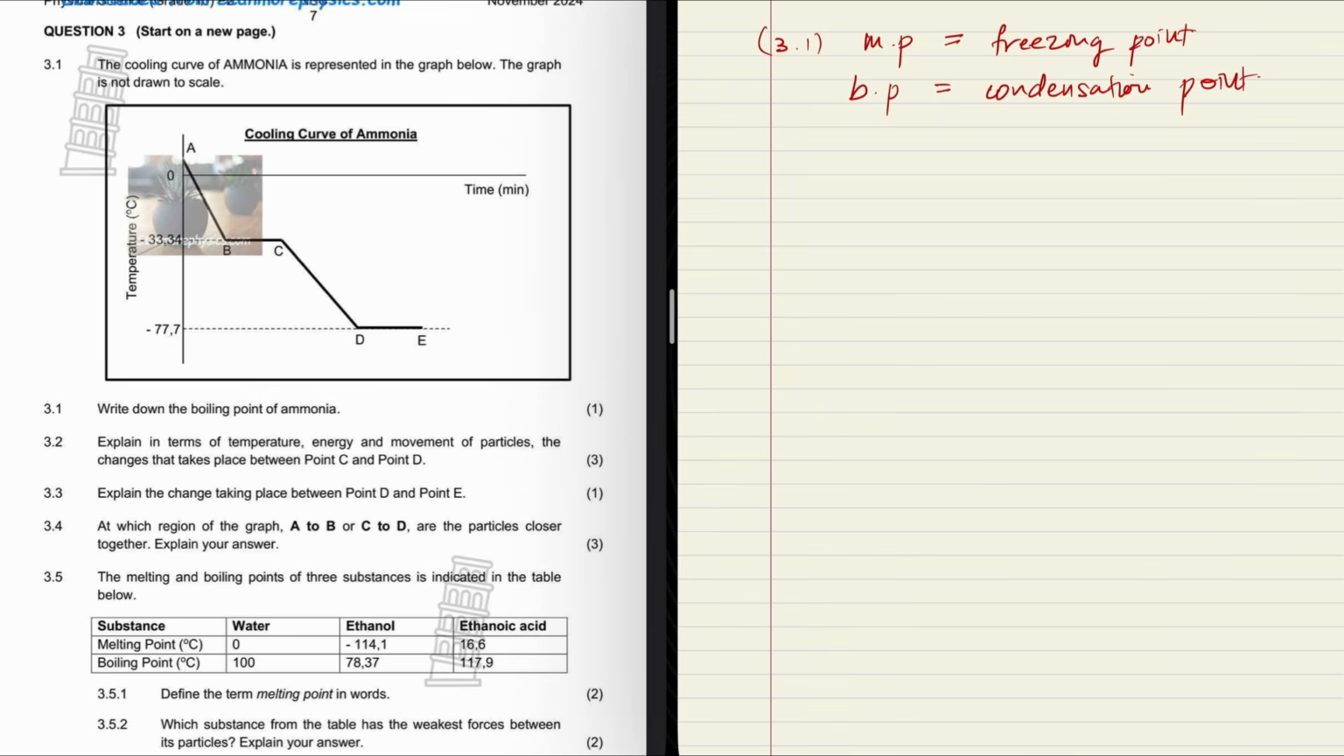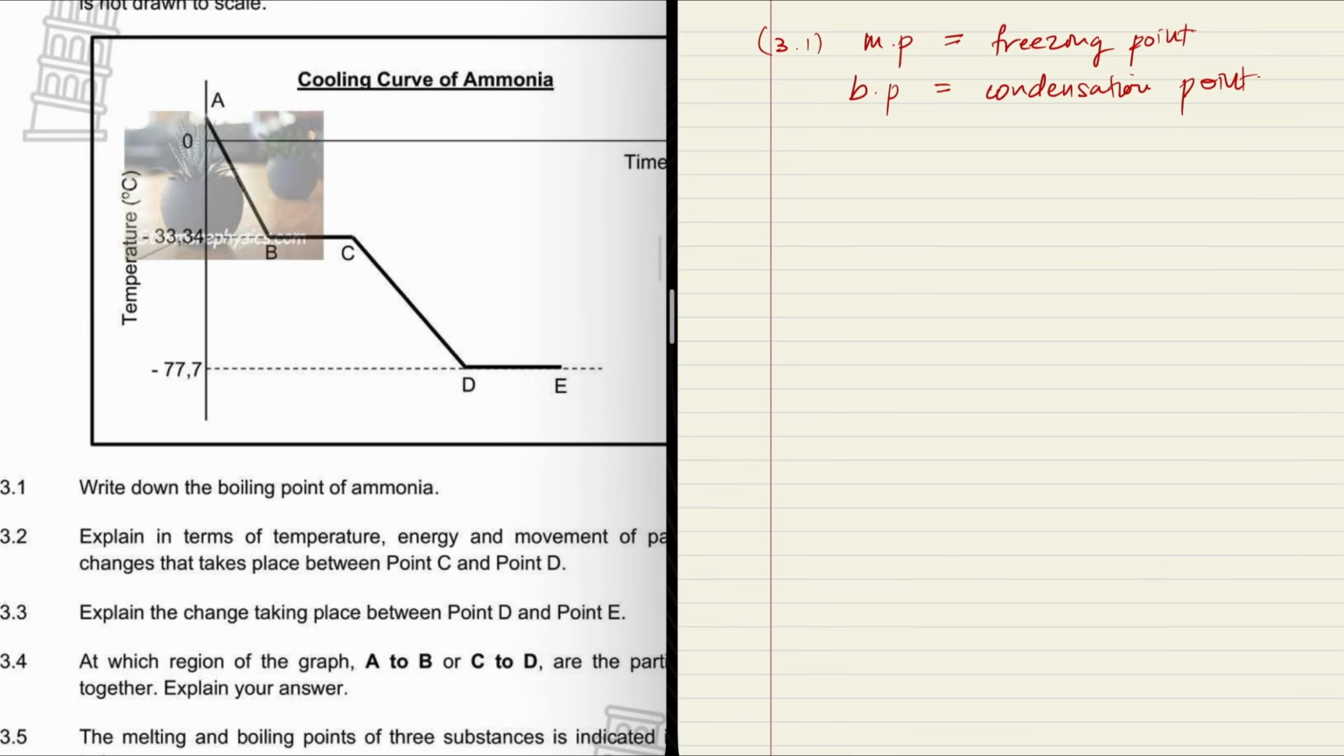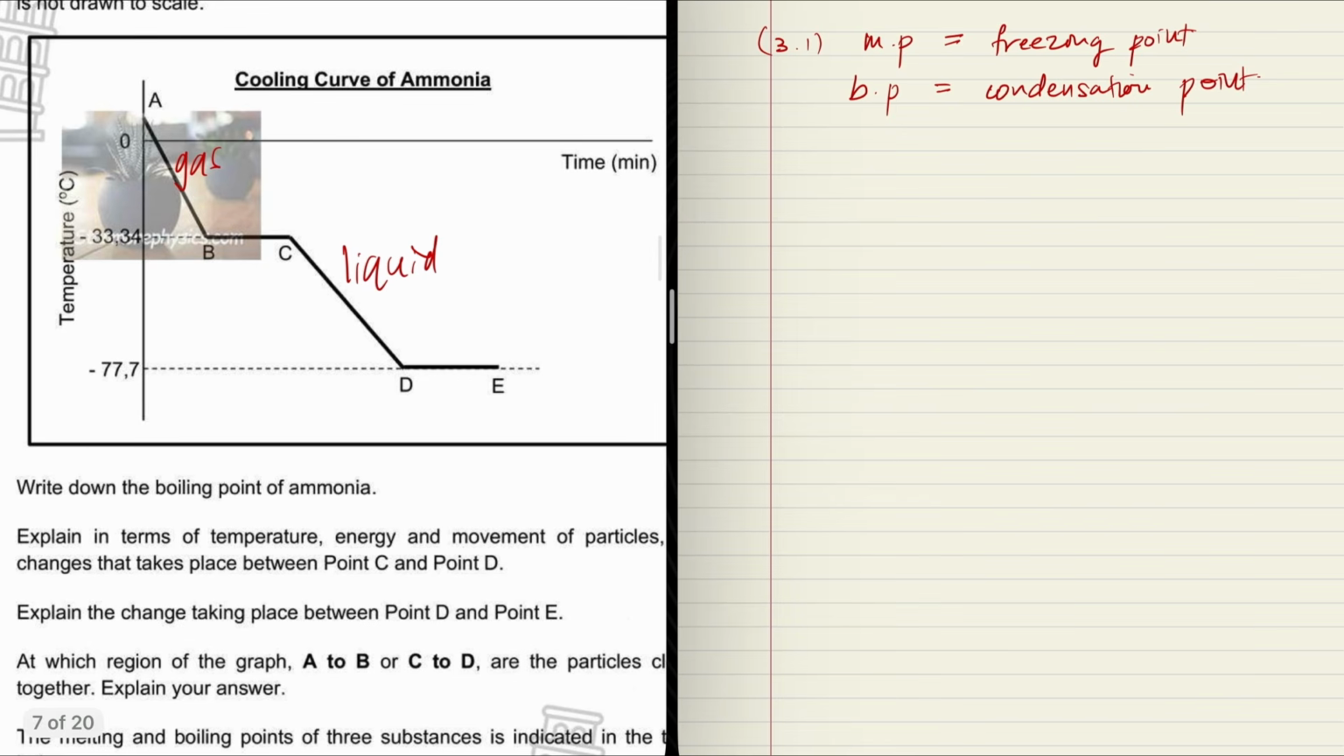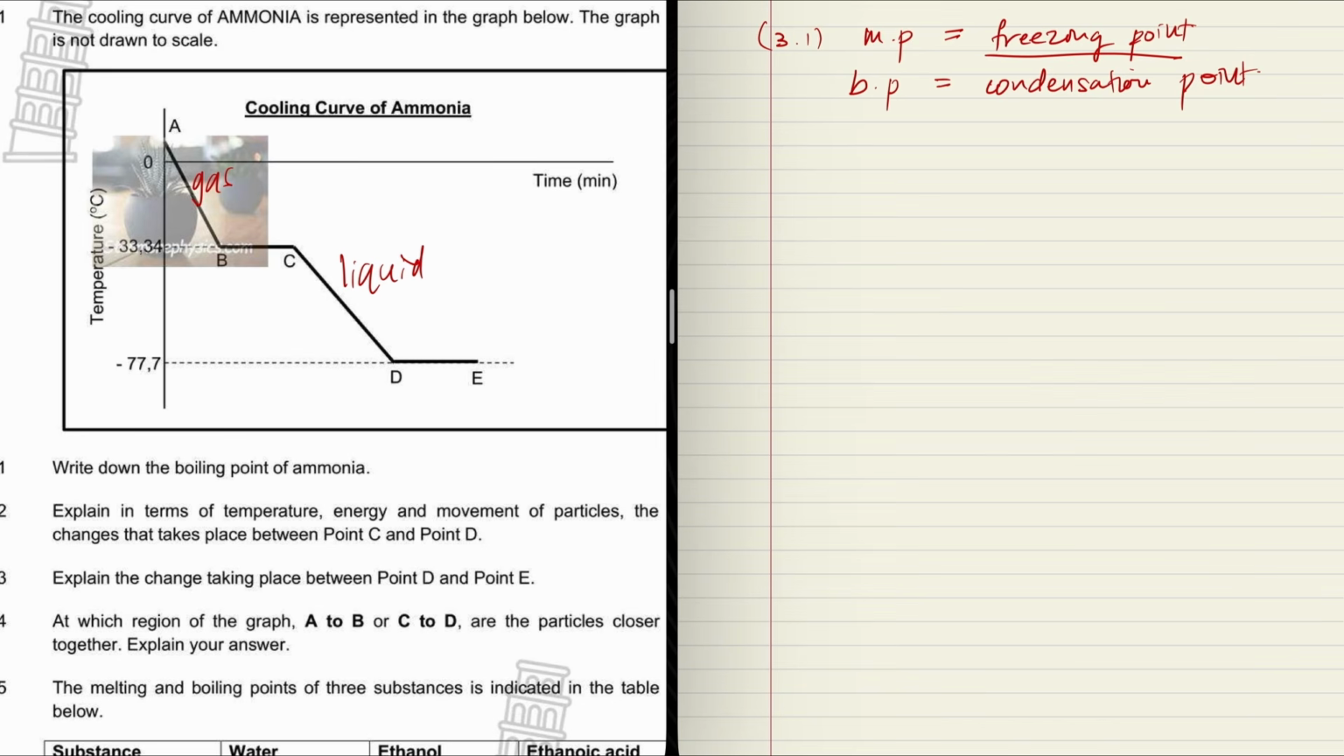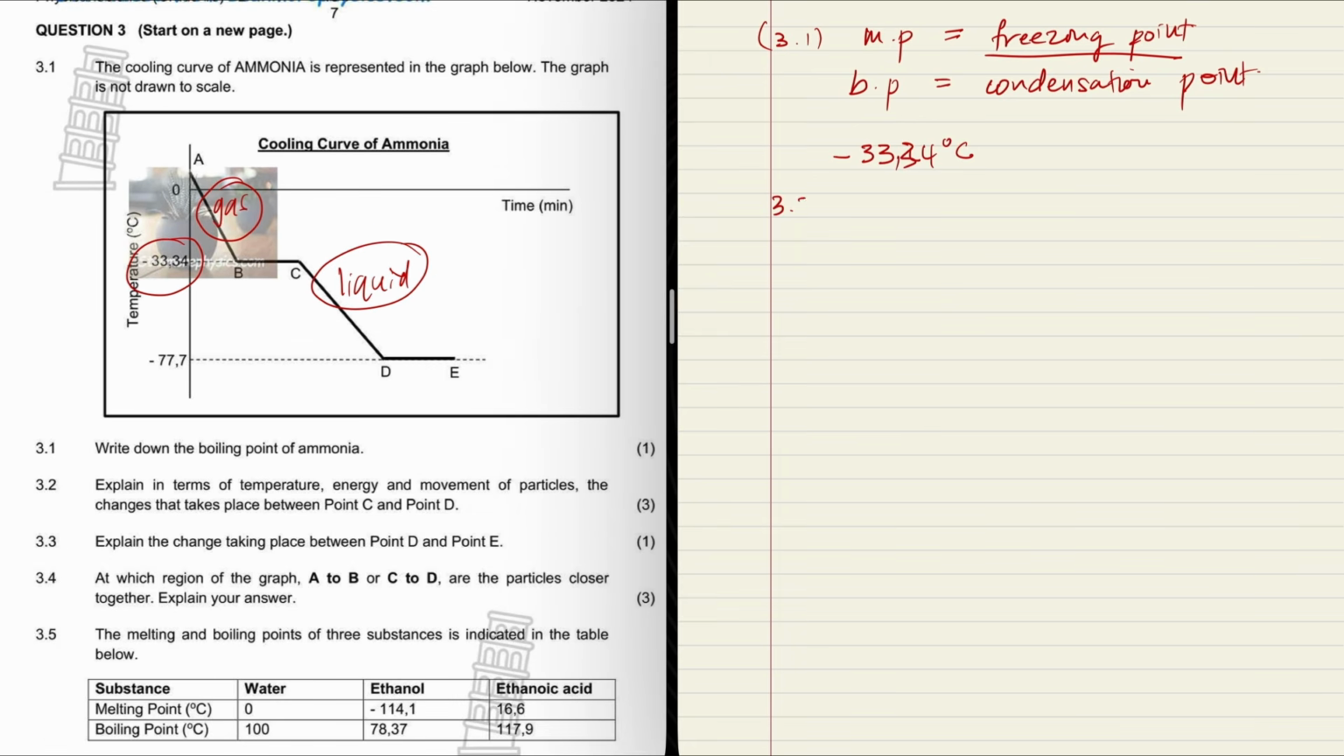So if I'm examining this, since it's a cooling curve, this is obviously going to be a gas, this is going to be a liquid, and then if there were a line going down, that's going to be a solid. So what we're looking for here is the temperature at which it goes from a gas to a liquid or liquid to gas, because as we know, boiling and condensation are the same. So the temperature here is going to be minus 33,34 degrees Celsius.